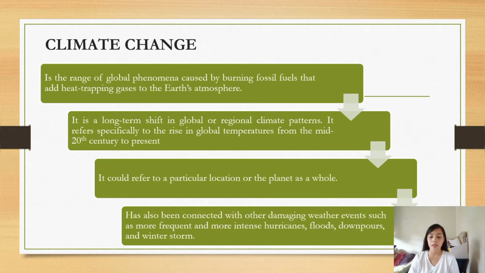It also has been connected with other damaging weather events such as more frequent and more intense hurricanes, floods, downpours, and winter storms. But let us not forget that climate is different from weather. When we say climate, it is measured over a long period of time, whereas the weather can change from day to day or from year to year.